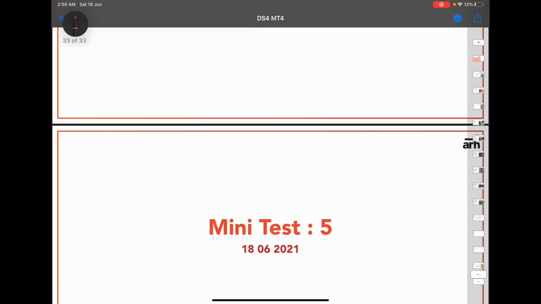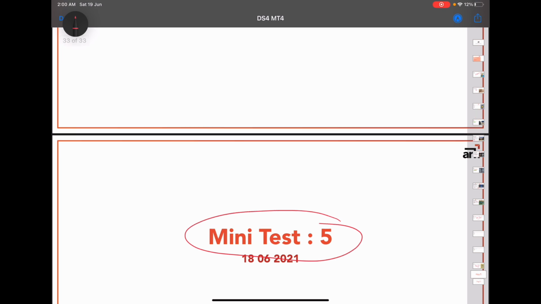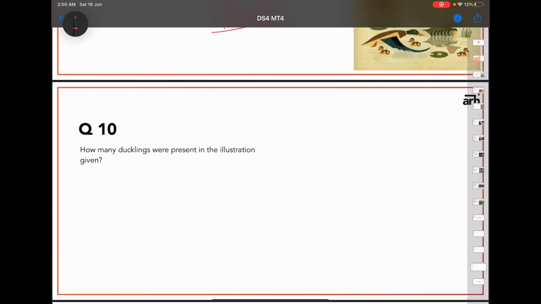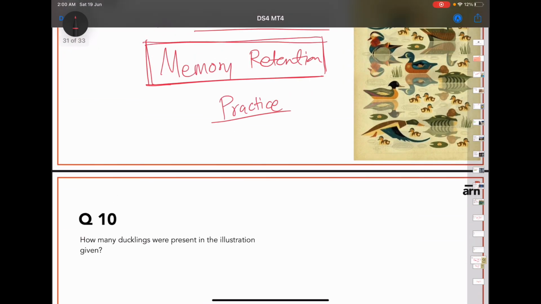So this was the mini test 4. I think you will have mini test 5 as soon as possible. I have been a little under the weather. I had taken the vaccine and I was having very severe symptoms of the post vaccine symptom.